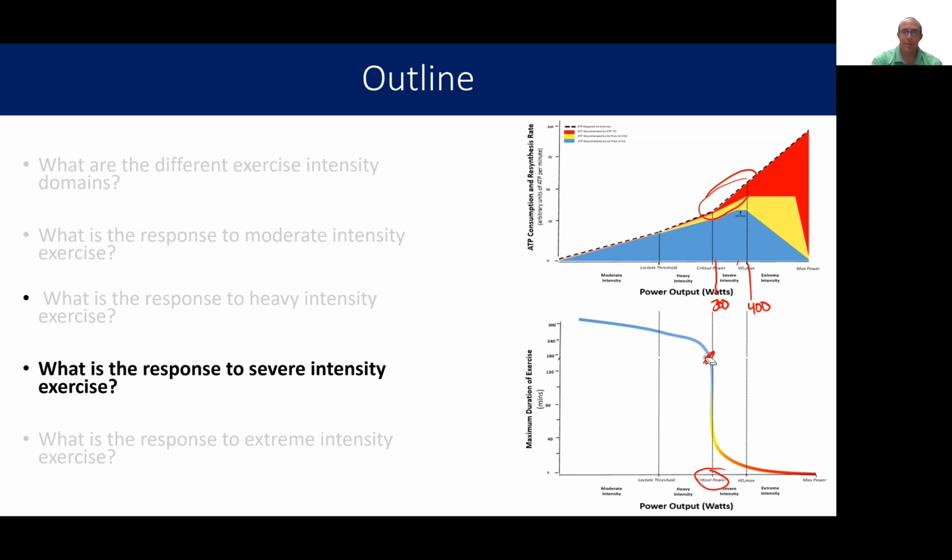If you wanted to run a marathon, you'd want to run it right around your critical power or just below it. If you make the mistake and go like 1% over your critical power, you're not going to be able to finish that marathon. Your sustainability is too low. This is why critical power is important.